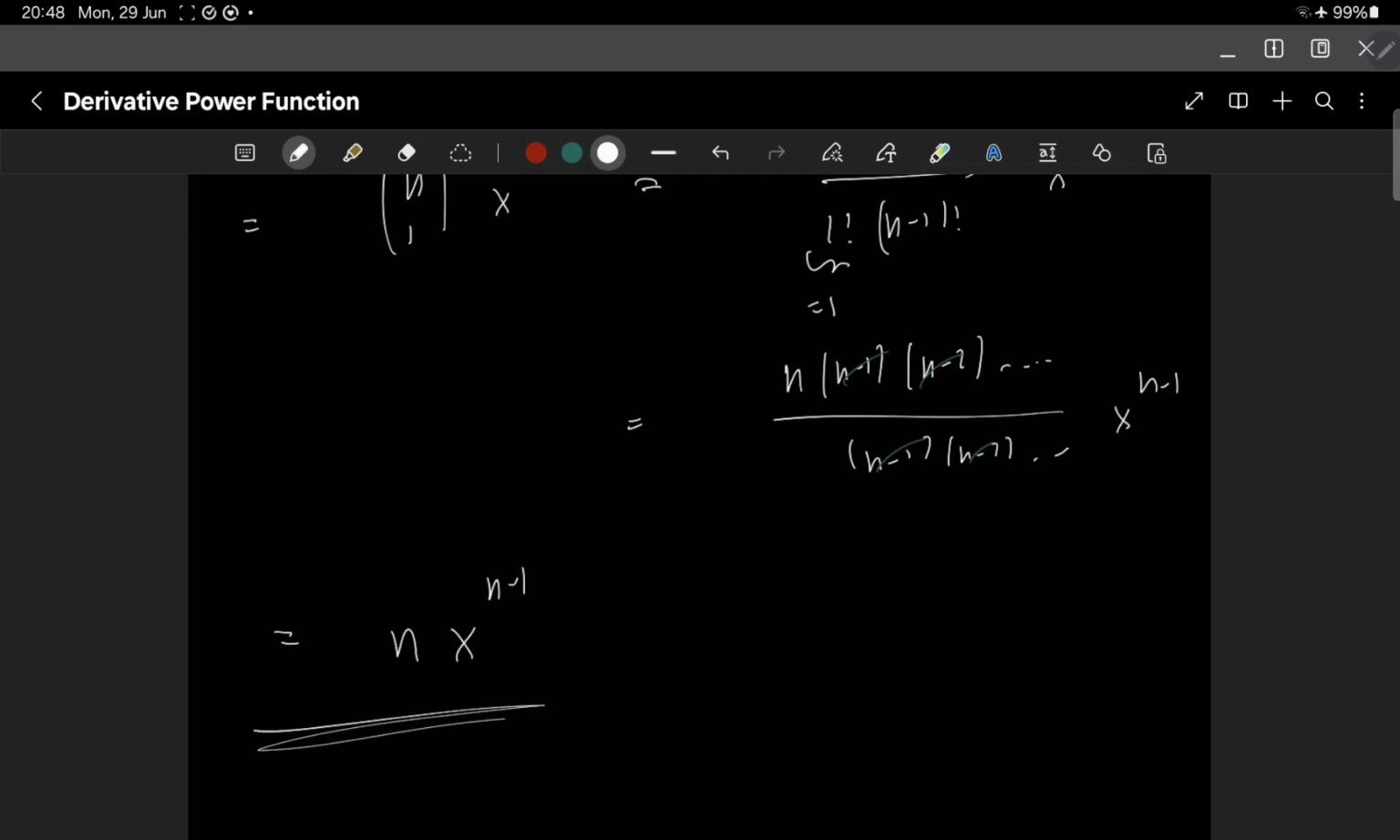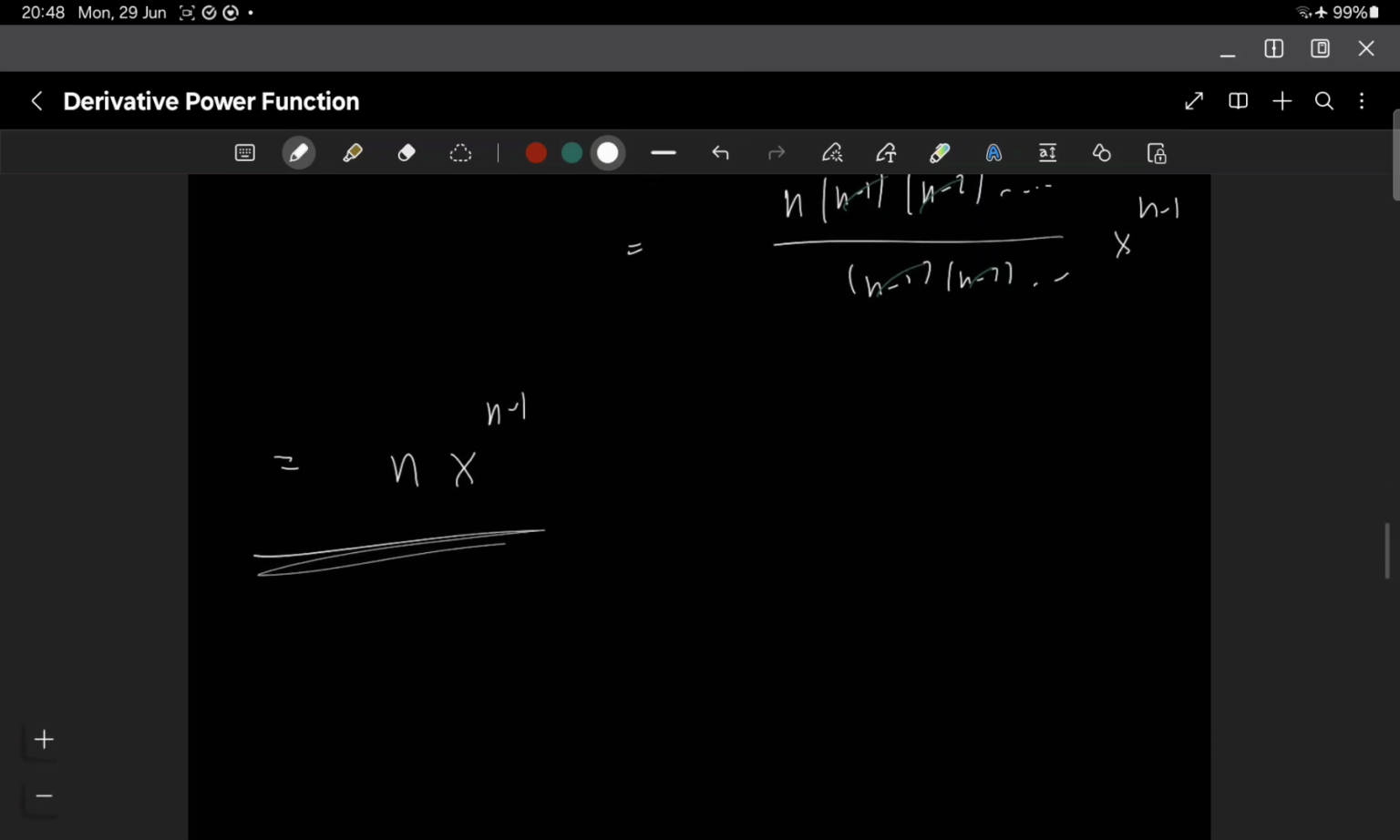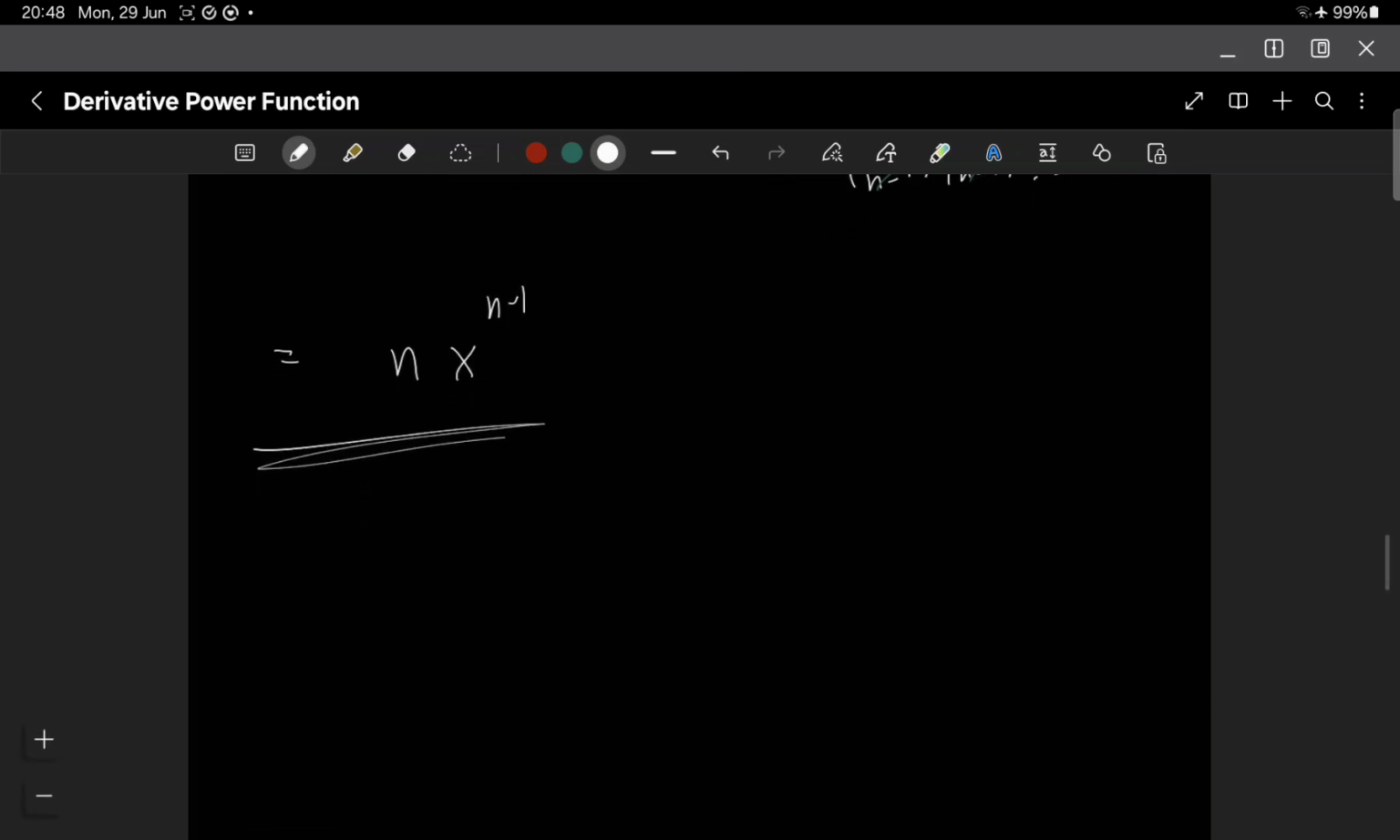So we have derived the general derivative for the power law, actually only for integer powers. It also applies for rational powers and so on, but that's more complicated to do. So we have n times x to the power n minus 1. That's it.